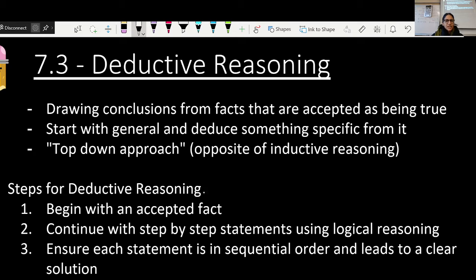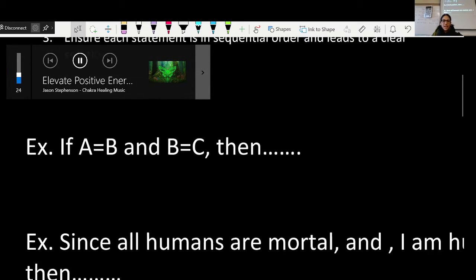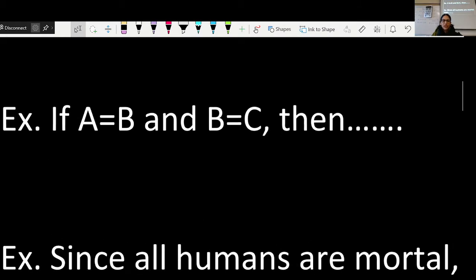Here are the steps for deductive reasoning. 1, we begin with an accepted fact. 2, we continue with the step-by-step statements using logical reasoning. And 3, we ensure each statement is in sequential order and leads to a clear solution. So basically, like we were just talking about, we want to state something and back up what we're saying. That's what it basically comes down to. So let's look at some examples of what this might look like.